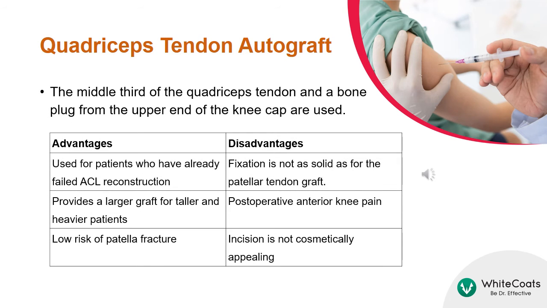For quadriceps tendon autograft, the middle third of the patient's quadriceps tendon and a bone plug from the upper end of the kneecap are used. The quadriceps tendon autograft has some advantages and disadvantages, which are listed here.